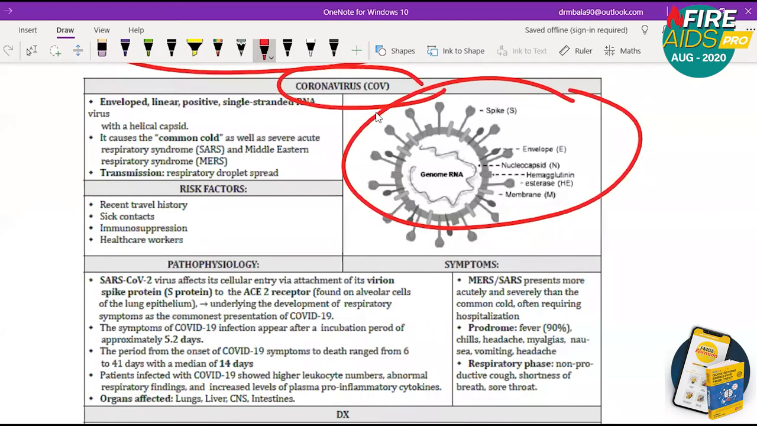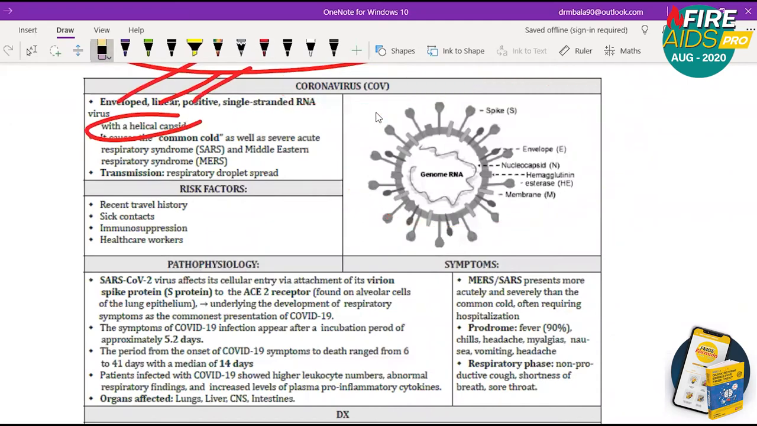So you need to know, number one, the capsid is helical in shape. The helical capsid, this coronavirus is enveloped totally. So enveloped, linear, positive, single-stranded RNA is there. I would stress more on this single-stranded RNA. This is one of the places where, if I were the questioner, I'd be focusing. It causes common cold for several years, and when it causes worse infection, it could cause SARS and MERS. So transmission, we all know it is respiratory droplet infection.